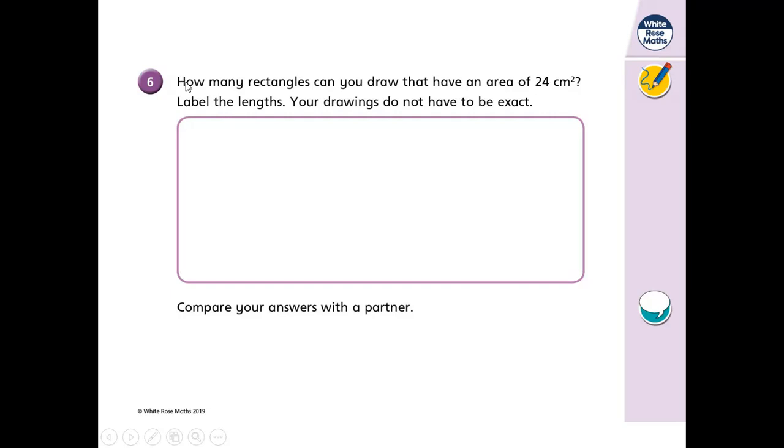If you're trying to work out question number 6, think of factors of the number 24. So which two numbers can you multiply to have 24? If you list all the factors, you will know that you have 1 times 24, 2 times 12, 3 times 8, 4 times 6, and so forth. So use those factors to figure out how to draw the shape.